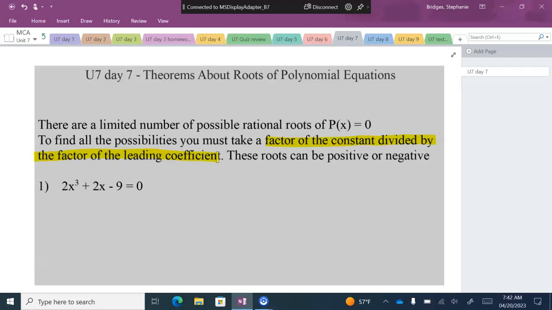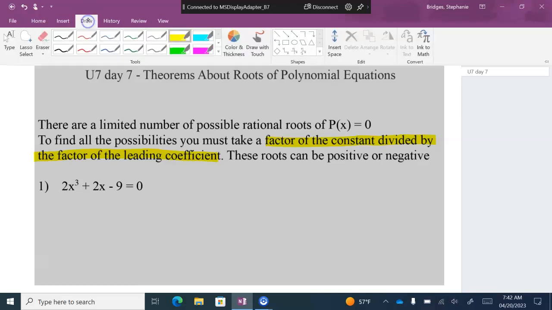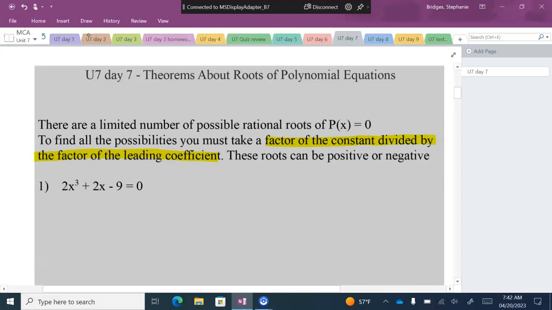And when we are given our polynomial equations, they should be in standard form so that our leading coefficient is listed first. The constant term should be listed last. So here's what we do. Let's first of all, what are the factors of my leading coefficient? The 2 right here. What are the only numbers that multiply to give you 2? 1 and 2, right?